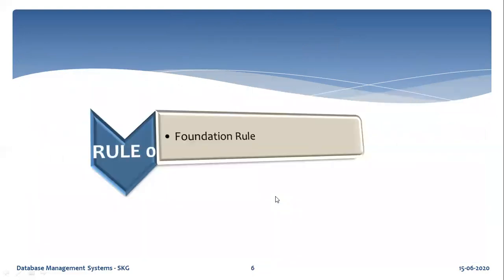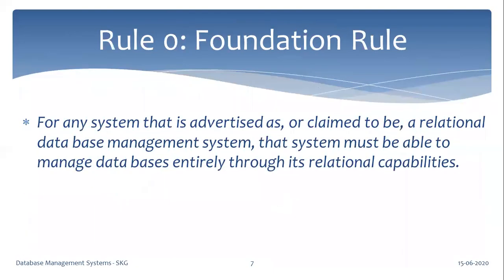The first rule is the foundation rule. For any system that is advertised as or claimed to be a relational database management system, that system must be able to manage databases entirely through its relational capabilities. So this is the main foundation rule. All the relational capabilities we will come to know afterwards with the other rules.